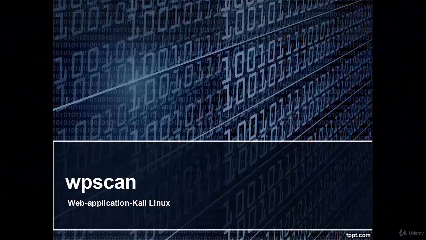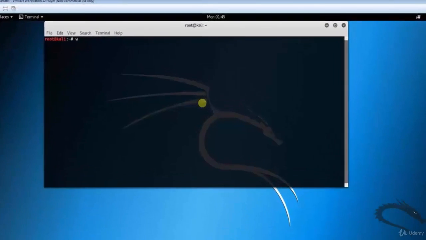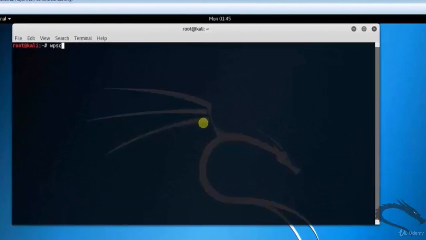Welcome. In this video, we are going to learn the wpscan web application tool in Linux. wpscan is a black box WordPress vulnerability scanner that can be used to scan remote WordPress installations to find security issues. Let's open up the terminal and type wpscan -h.